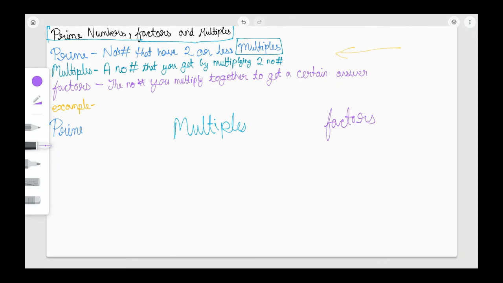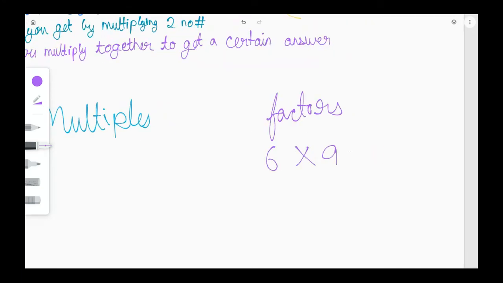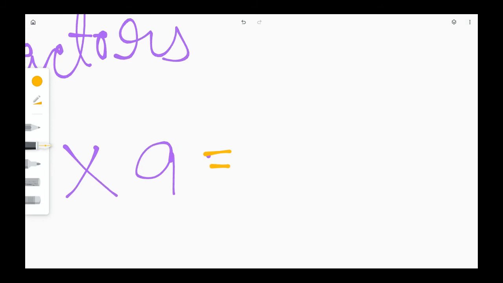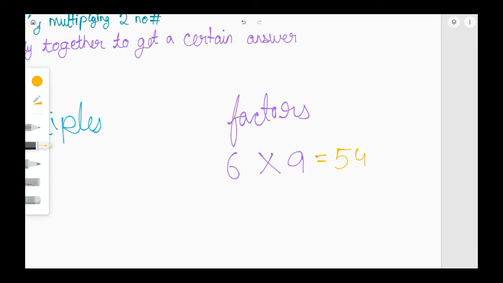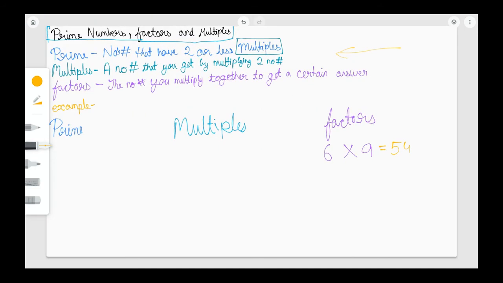The first question that comes to my mind is 6 times 9, because I know the answer wouldn't be a prime number. I don't think the answer is a prime number. So 6 times 9 would be 54. Right? Okay, so now my definition says the number you multiply together to get a certain answer.